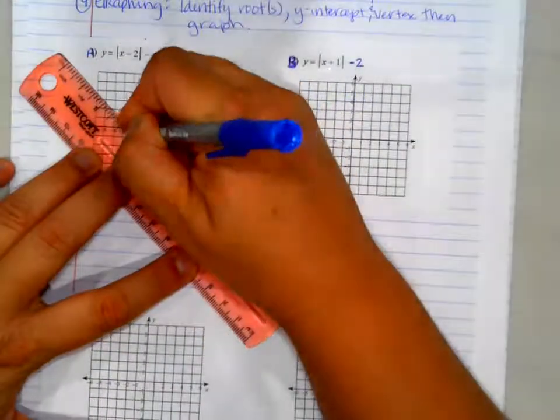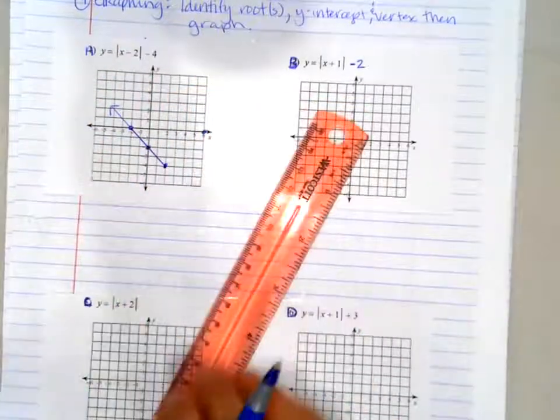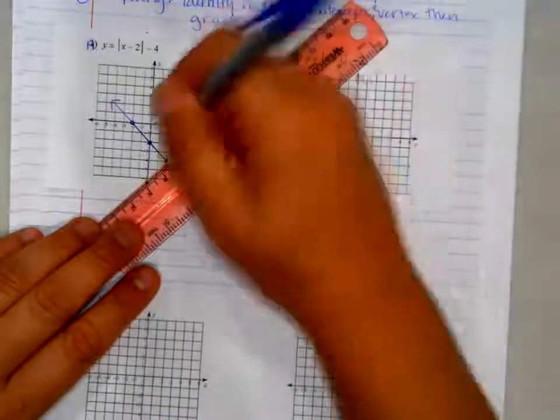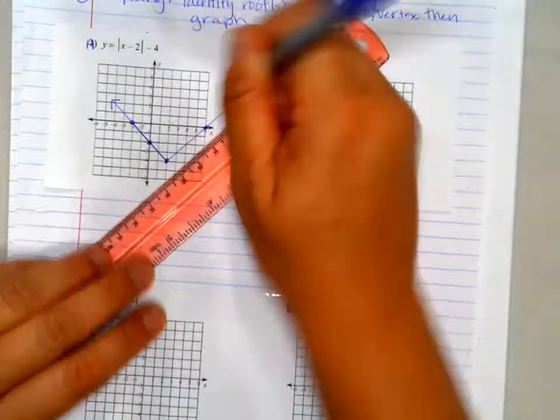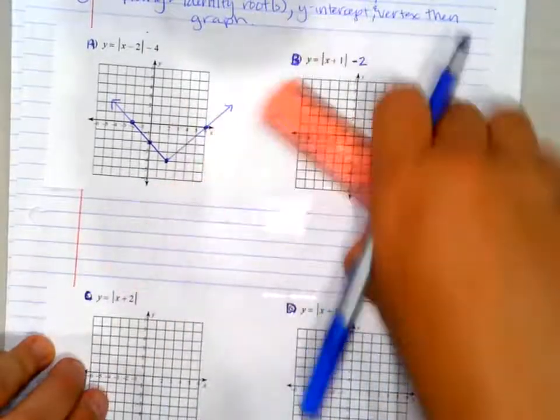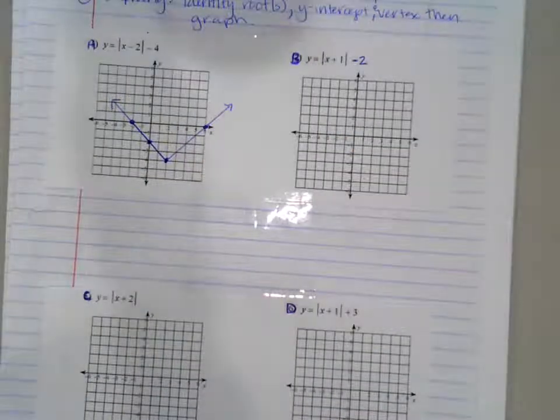Make sure on your test when you do this, you actually draw it in. And I know on your test it's a little bit harder because you're doing it on the computer, but you can do it. Make sure you draw it in. Absolute value graphs are going to look like a V. Okay? So we found all the components for that. All right, let's try another one.